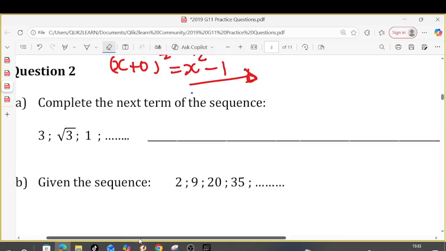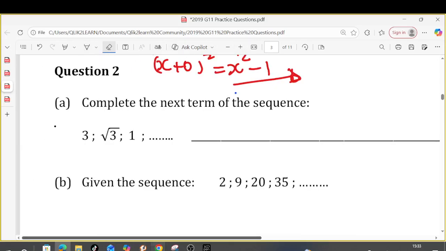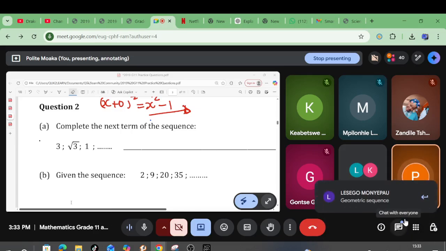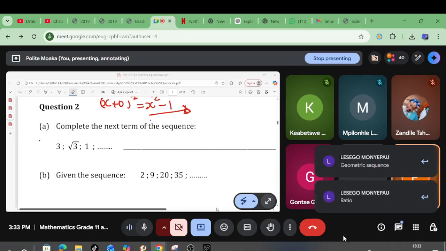Let me teach you what to do. Tell me, guys, there's something common in this question. What do you see? Ask yourself. Someone said geometric sequence, but we're not sure yet if it's geometric, if there's a common ratio. Listen, we're not sure yet. But now look at the question.